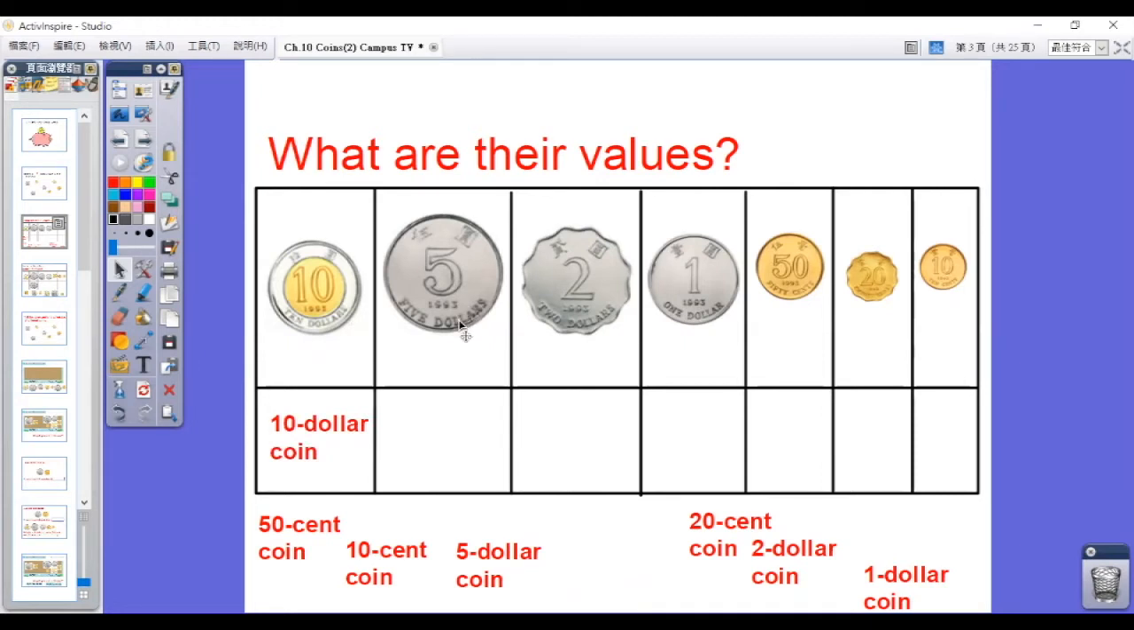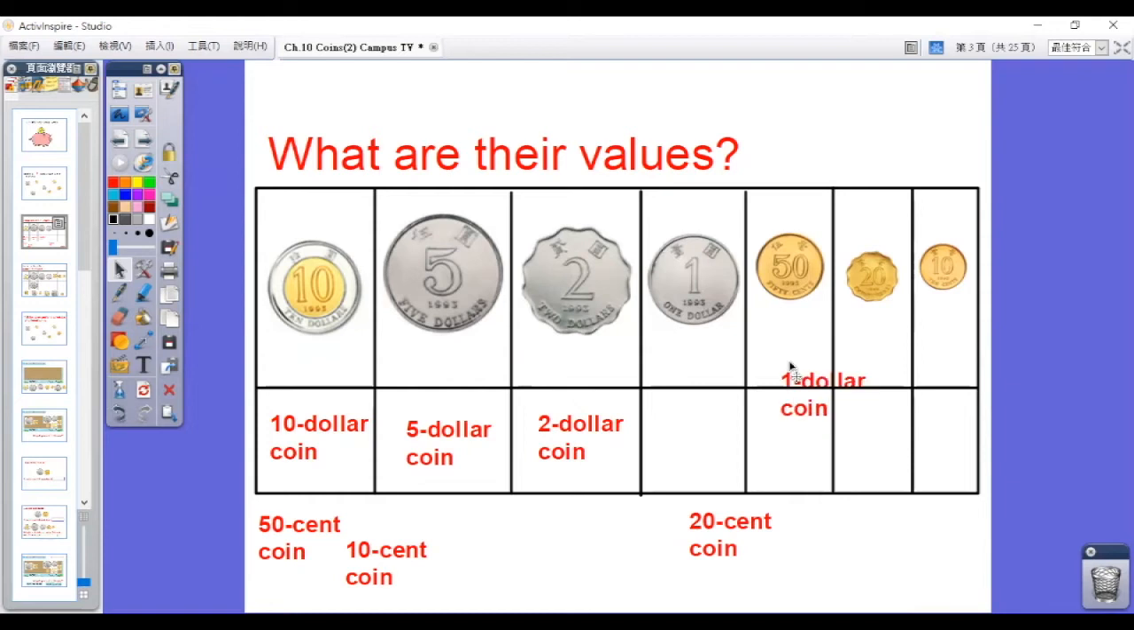How about the next one? You see a number 5 on the coin. So it is a $5 coin. How about the next one? You see a number 2. So it is a $2 coin. Well done. It's quite easy. How about the last dollar coin? As you see, there is a number 1. So it should be a $1 coin. Good job.